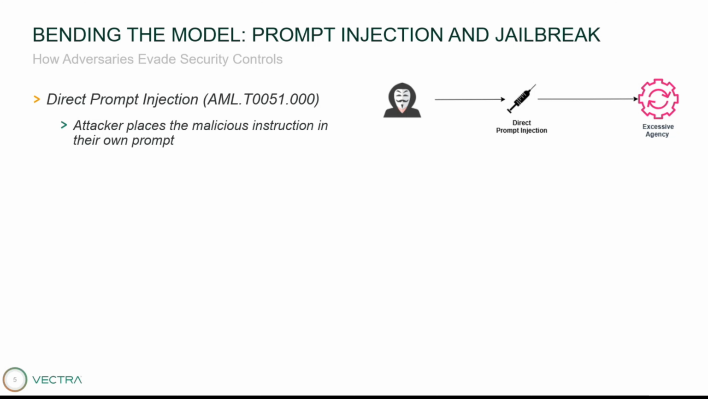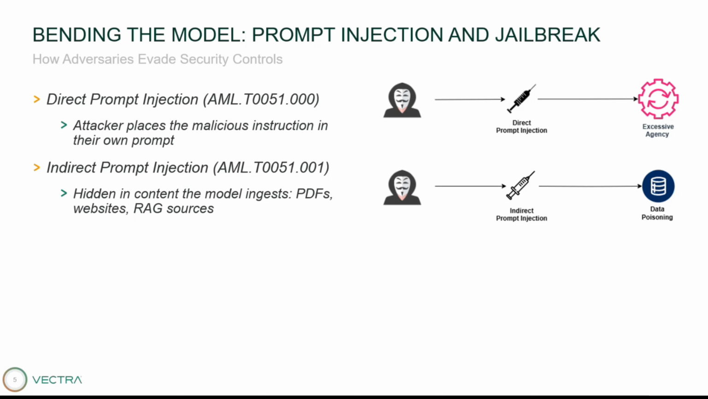through cleverly written output. Indirect prompt injection is a little different. Here, the attacker doesn't interact with the model directly. Instead, they hide malicious instructions in content upstream, like PDF files, web pages, or RAG sources. That poisoned content gets stored somewhere in the system. Later, when the user submits a normal query, the model ingests that content and the attacker's instructions activate behind the scenes.